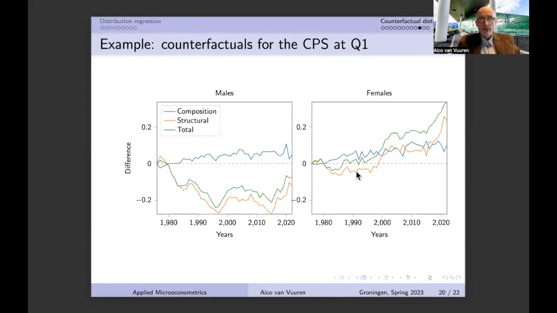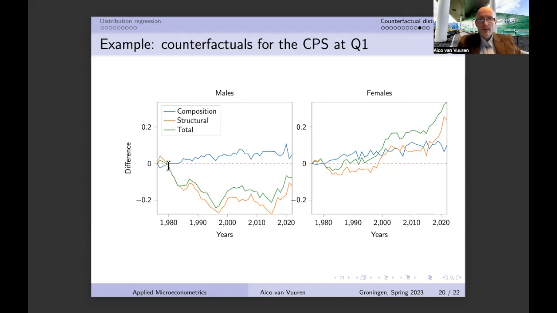That brings me to the application. Another time we're going to look at the CPS, and in this case we're going to look within genders and over time. Remember that when we were looking at the first quartile for males, there was quite a big drop with respect to the first quartile, actually also with respect to the first decile, but here we're only looking at the first quartile.